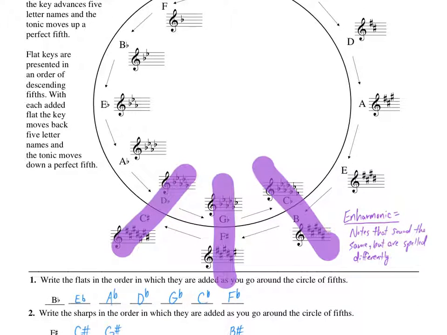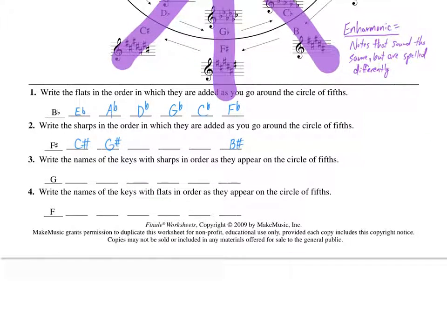Let's scroll down. Then we have B, F sharp, C sharp. So let's see if we can remember that. D, A, E. Next one is B, F sharp, and C sharp. So those are our sharp keys.